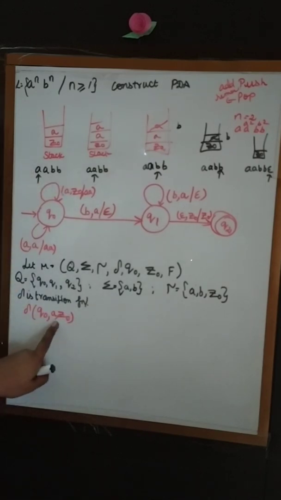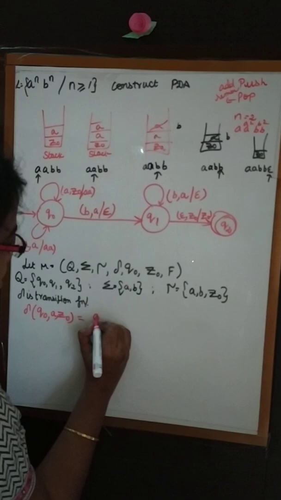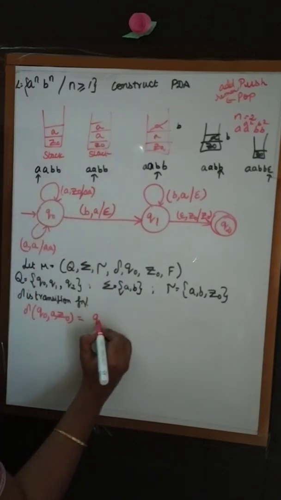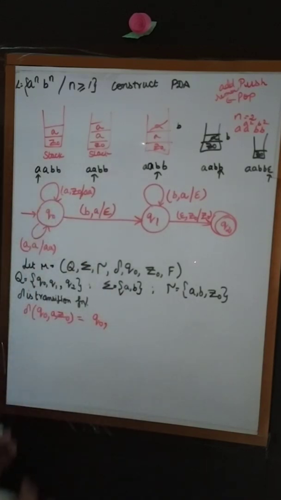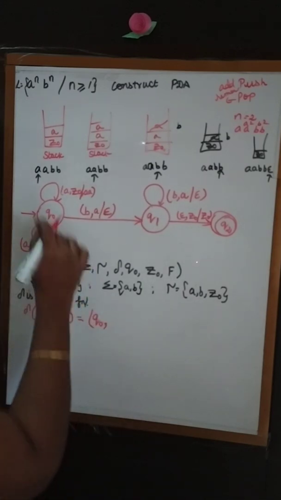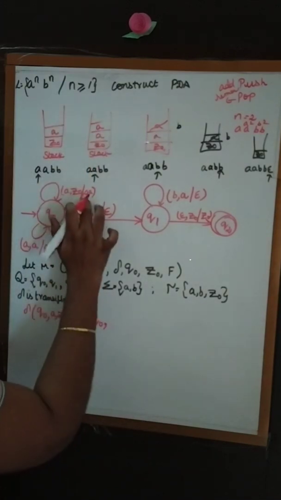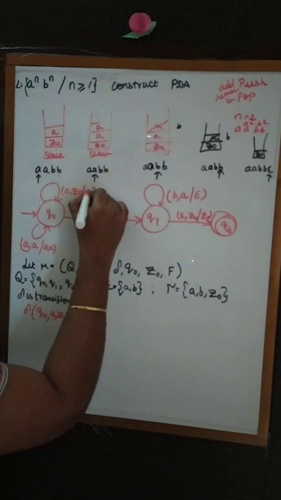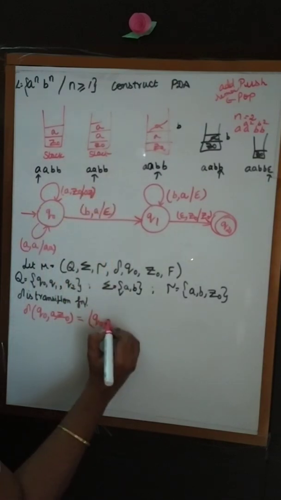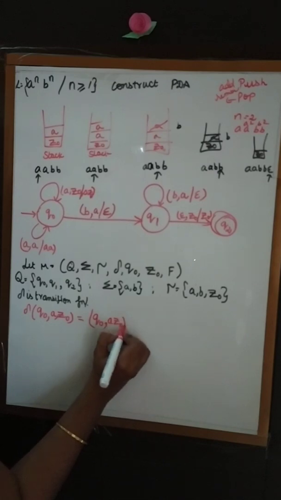What is my input symbol? What is there on my stack? And then when it is going to the next state, where it is going to itself, you have to write what is there on the top of the stack alone. What is there on the stack? I have got, sorry, this should be a Z naught. Sorry, this should be a Z naught, right?